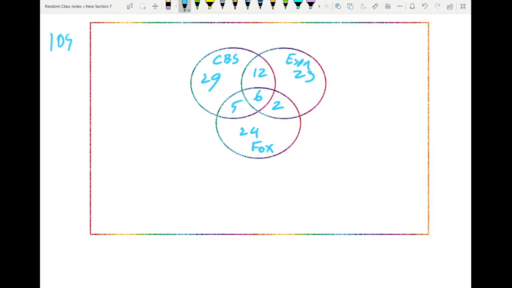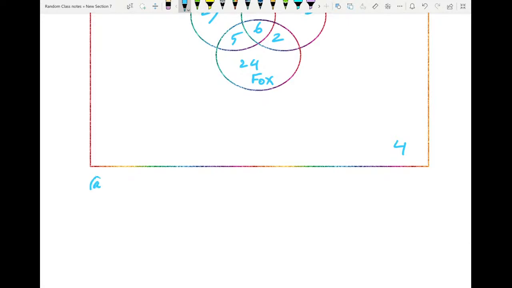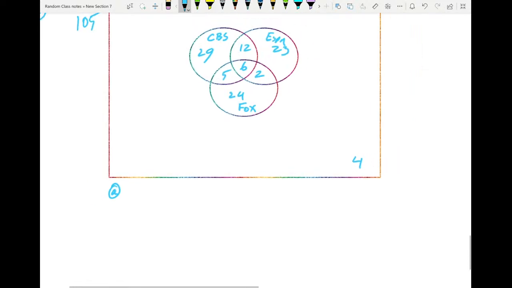How many people are in total? It was 105 in total. How many people do we have in the center? 105 minus 29 minus 12 minus 23 minus 2 minus 6 minus 5 minus 24. Oh, so it's just 4 left. Boom. So let's answer the first question. How many of these sports fans read only Fox Sports? 24. Y'all started to see the answer right now.